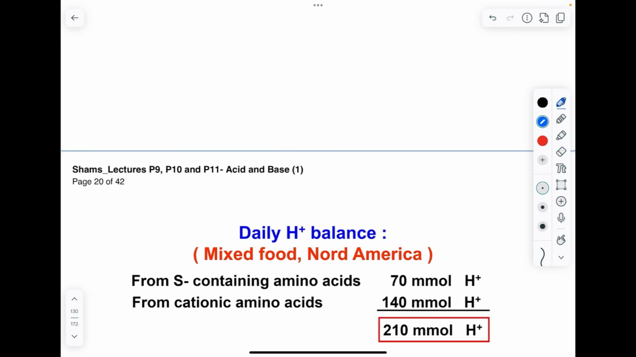You look at the diet, for example, of North America. I think this is North America, but I don't know. Maybe this is how they write North in German. Dr. Shams was there for a long time.